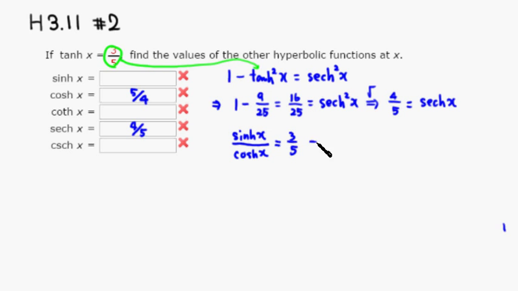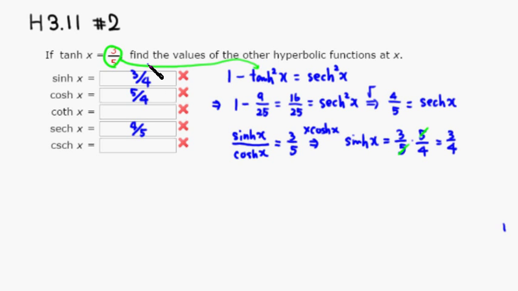Which means that if you multiply both sides by hyperbolic cosine of x, we get the hyperbolic sine of x is equal to 3/5 times hyperbolic cosine of x, which we already know is 5/4. So we can cancel 5 and 5. We get 3/4. So hyperbolic sine is 3/4.